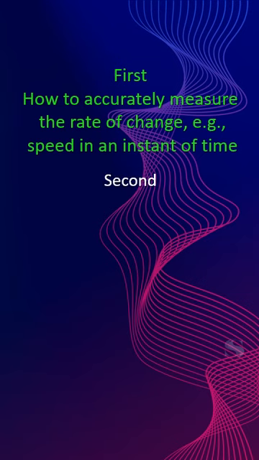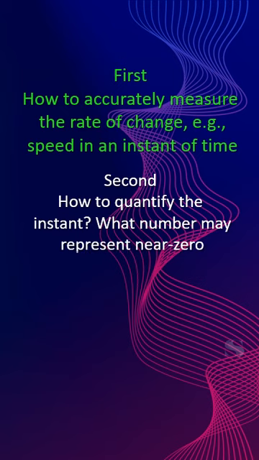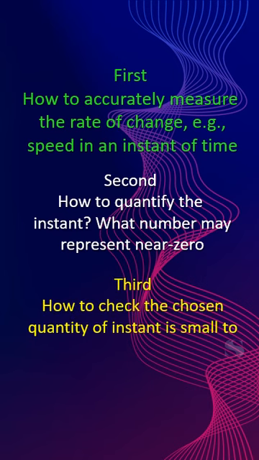Second, how to quantify or numericalize that instant of time. That is, what is that non-zero duration of time that is almost as good as zero for the thing that is changing. Third, how to be sure that the chosen quantity of the non-zero instant is relevantly small enough to ensure to get us an unchanging rate of change for that instant. It should not be that the rate of change varies in the chosen quantity of instant.